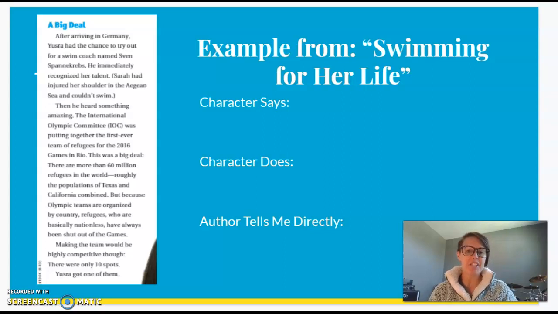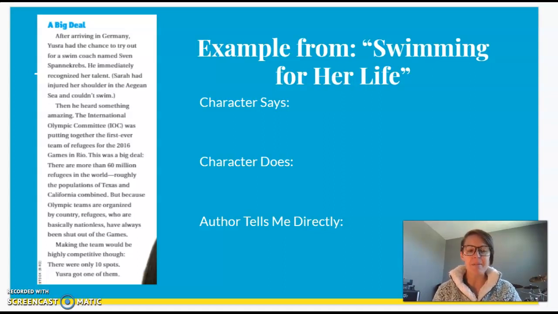So this is from the section entitled A Big Deal. After arriving in Germany, Yusra had the chance to try out for a swim coach named Sven Spankenkrebs. He immediately recognized her talent. Sarah had injured her shoulder in the Aegean Sea and couldn't swim. Then he heard something amazing. The International Olympic Committee, or IOC, was putting together the first team of refugees for the 2016 Games in Rio. This was a big deal.